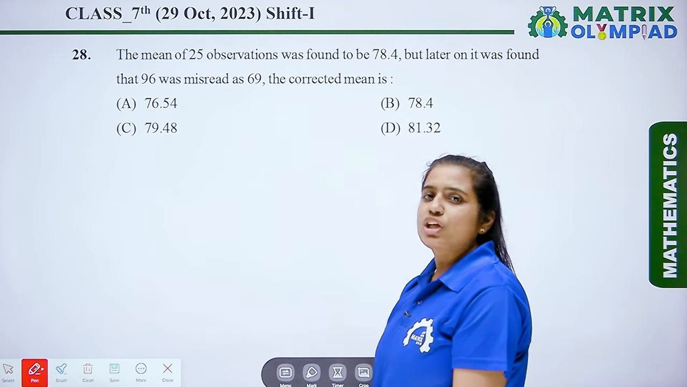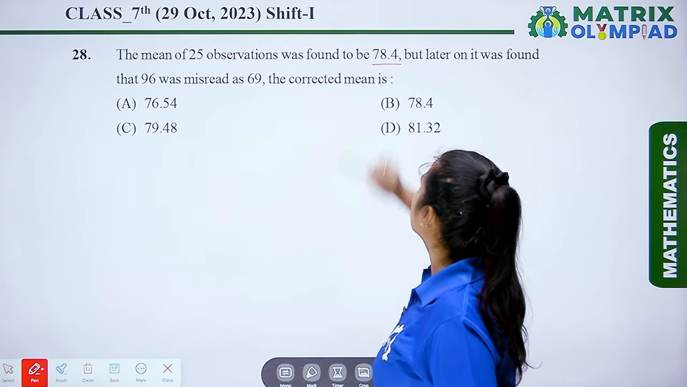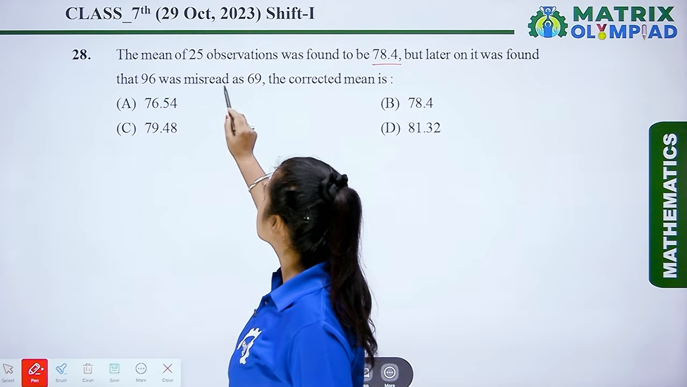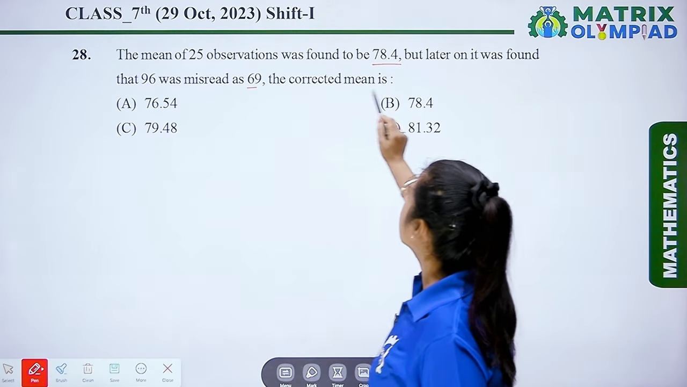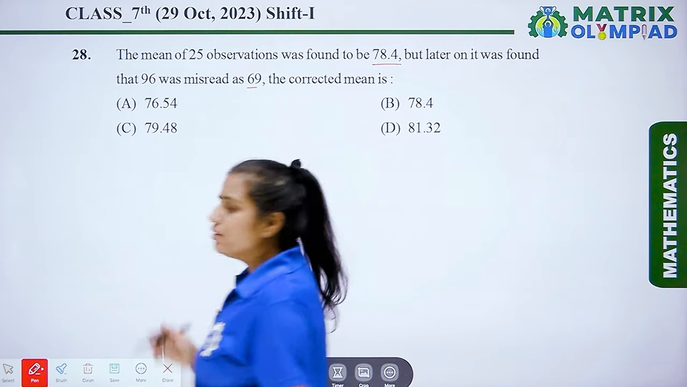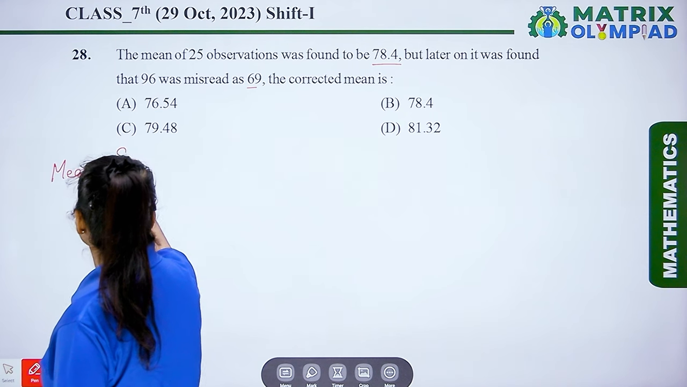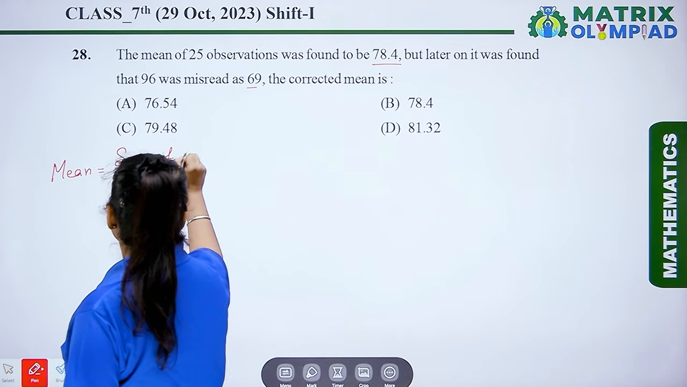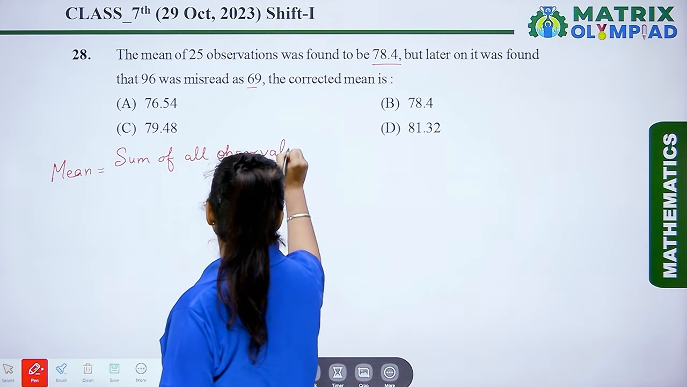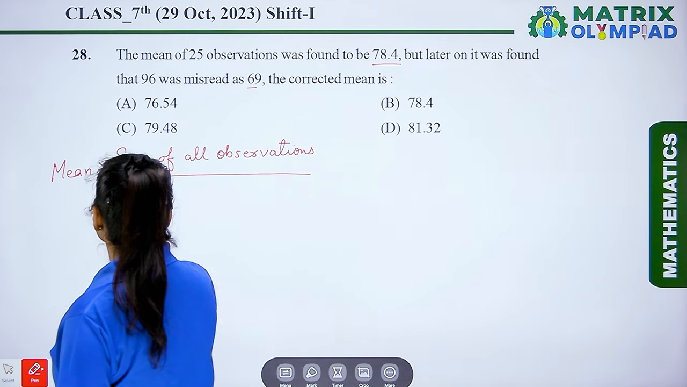Now, the next question is question number 28. The mean of 25 observations was found to be 78.4. But later on, it was found that 96 was misread as 69. Now we have to find the corrected mean. Now we know that the formula for mean is equal to sum of all observations upon total number of observations.